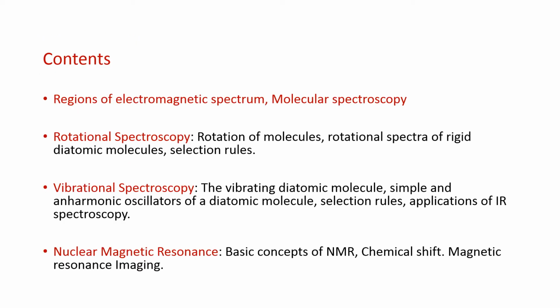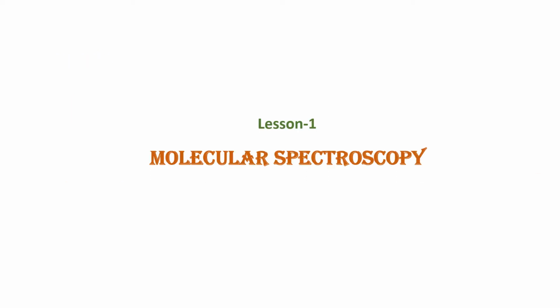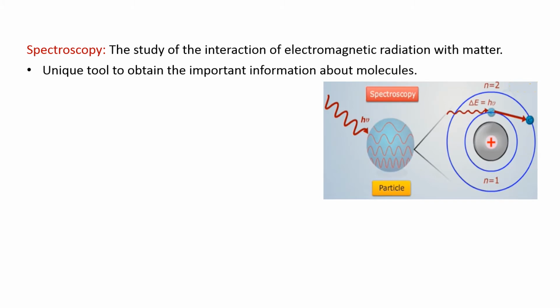So the contents of this unit are regions of electromagnetic spectrum, rotational spectroscopy, that is also known as microwave spectroscopy, vibrational spectroscopy or IR spectroscopy, and the third one is nuclear magnetic resonance spectroscopy. We will go through their basic concepts and few of their topics and their applications in different fields. We will start with the definition of spectroscopy.